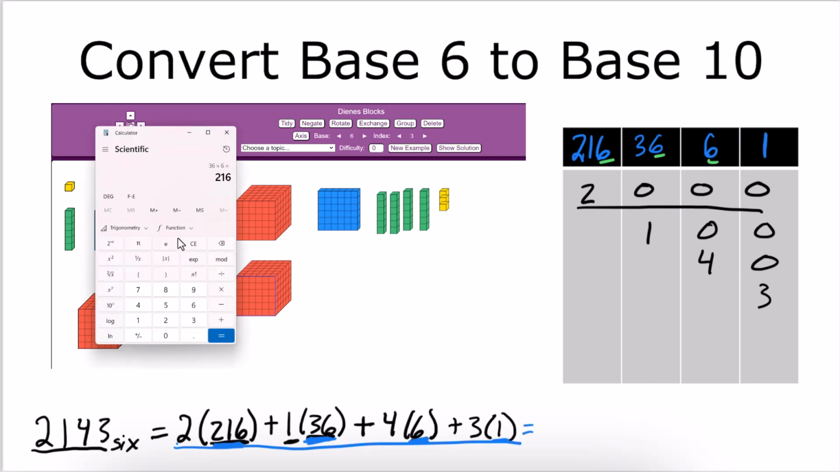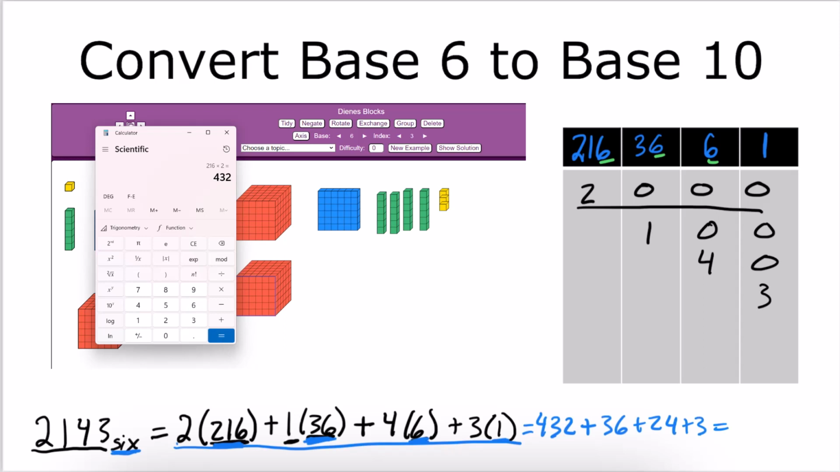So I'll get my calculator and let's do 216 times 2. That gives us 432 in base 10 numerals. So notice I'm not doing the subscript 6 anymore because if there is no subscript, you can just assume that it's in base 10. And then I would add on 1 times 36, which is 36. Then 4 times 6 is 24.